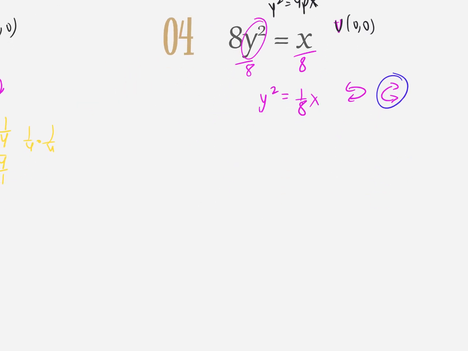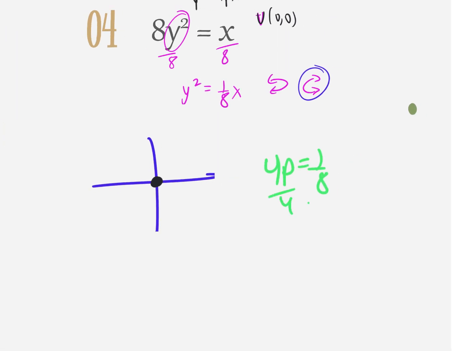So let's draw a quick little picture. Let's just get it started. My vertex is here, and I know my parabola is opening to the right. So how do I figure out how far away my vertex and my directrix are? 4p equals 1/8. Perfect. Divide both sides by 4/1. So p equals, if I have 1/8 times 1/4, it's what? 1/32. Oy, bad color choice.